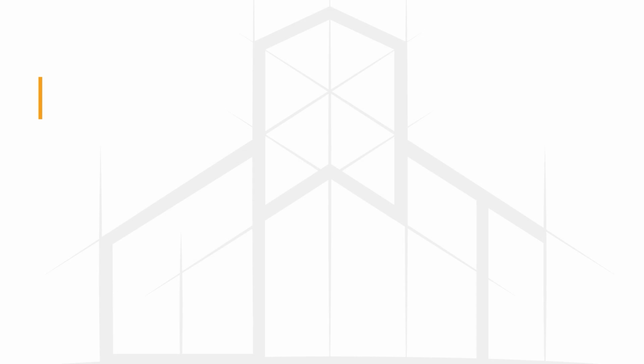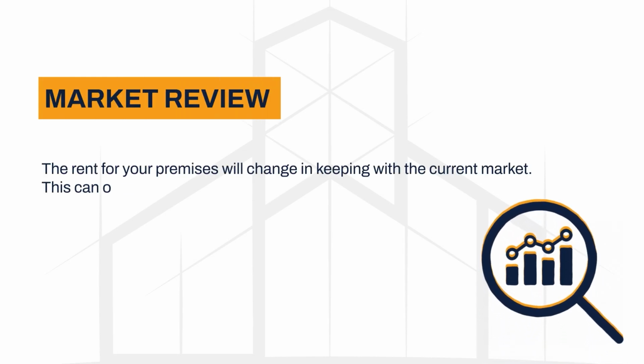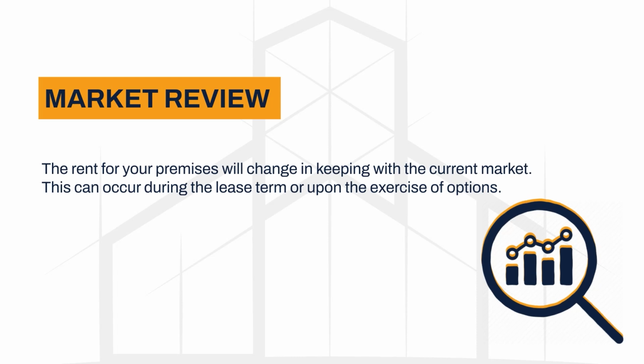And lastly is the market review, which means the rent for your premises will change in keeping with the current market. This can occur during the lease term or upon the exercise of options. Once the review is complete, the lease will have either fixed CPI increases or a combination of both. The landlord generally determines the market rent during the market review, but the tenant can dispute the figure. If they do, a valuer may be called to provide a rental valuation report to determine the market rent.